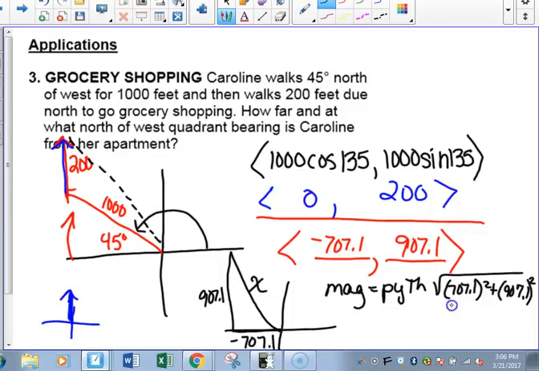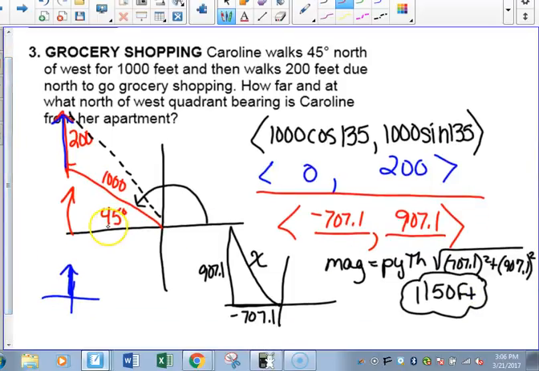I typed it correctly this time without 10 tries. I got roughly 1150 feet from home. Does that make sense, guys? She went 1,000 and then 200 north, but if she goes straight back, she'll be a little bit less. 1150 back. Seems okay? All right, then the trickiness. They want a quadrant bearing, same as they gave us, so how far north of west, all right? It says how far north of west, quadrant bearing.